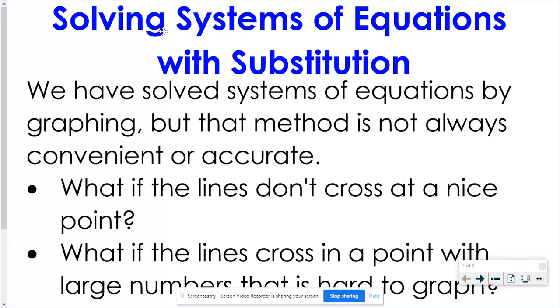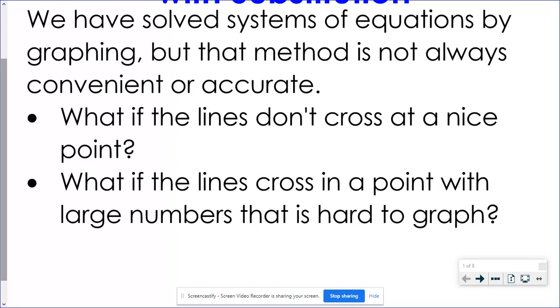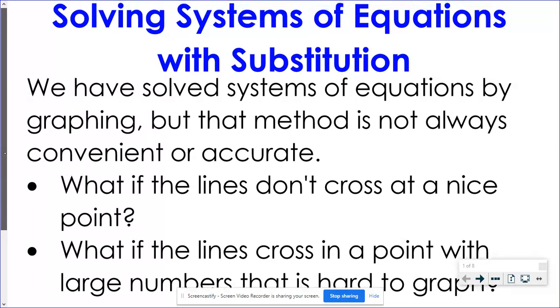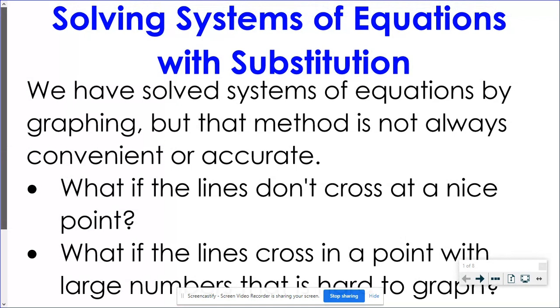However, what if the lines don't cross at a nice point where I can see where they're crossing? What if the lines do cross, but they would cross at really, really big numbers, so I would have to have a huge piece of graph paper, or potentially really small numbers, so negative numbers. So graphing is nice to get an idea of what those solutions are, but it's not always the most convenient way. Now, the 2 days that we spent on it, we absolutely picked points and lines that would be really convenient to graph. However, we have other methods.